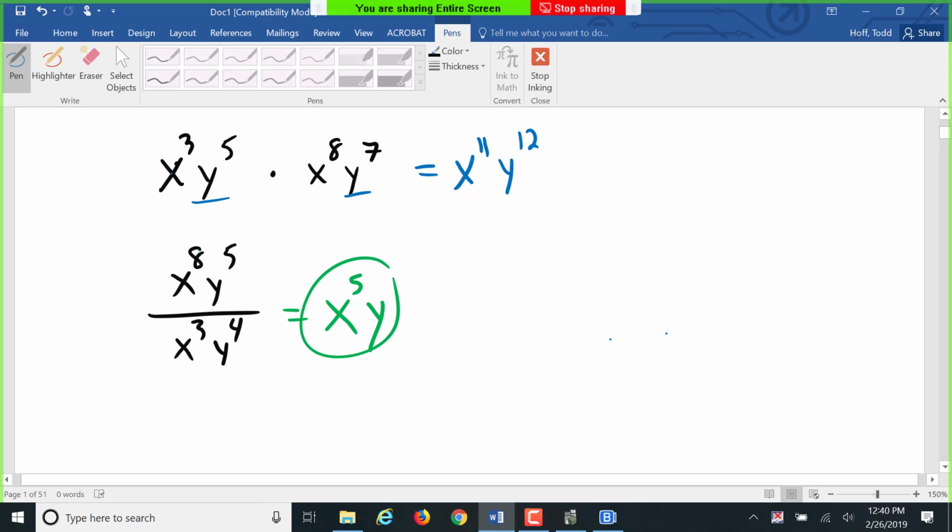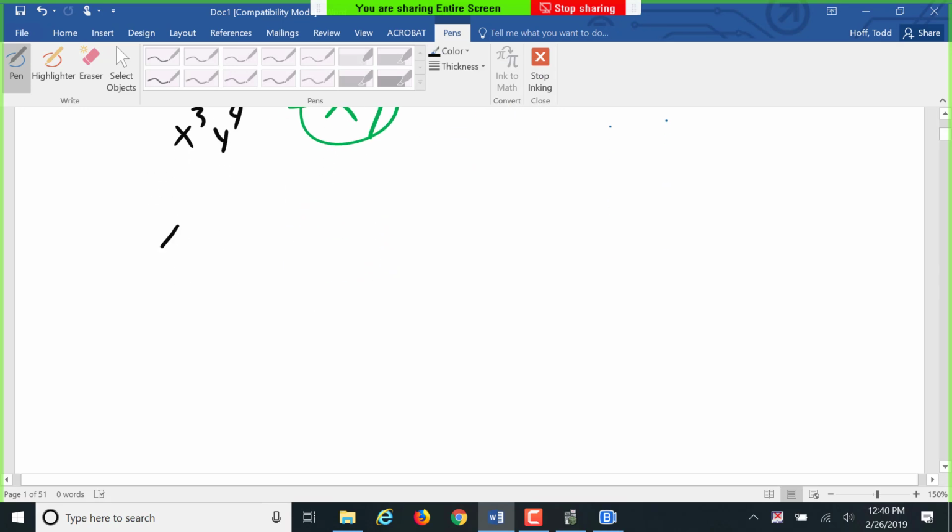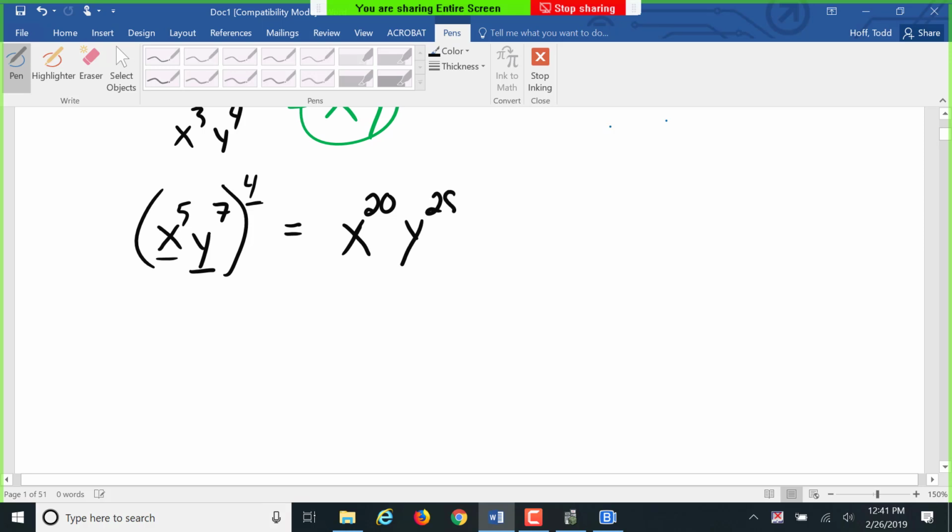Well, the same type of concept applies with the powers. If I have x to the 5th, y to the 7th to the power of 4, I can separate those out and do each separately. So x to the 5th to the power of 4 gives us x to the 20th. Y to the 7th to the power of 4? Y to the 28th. Very good.